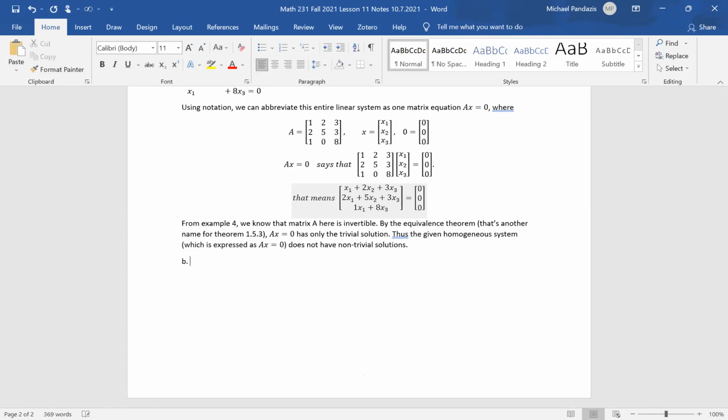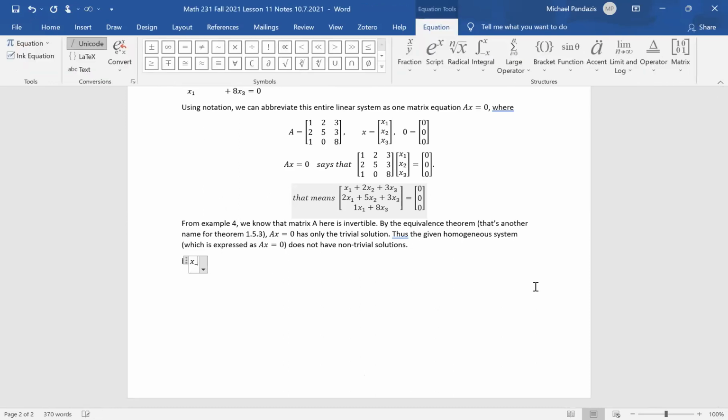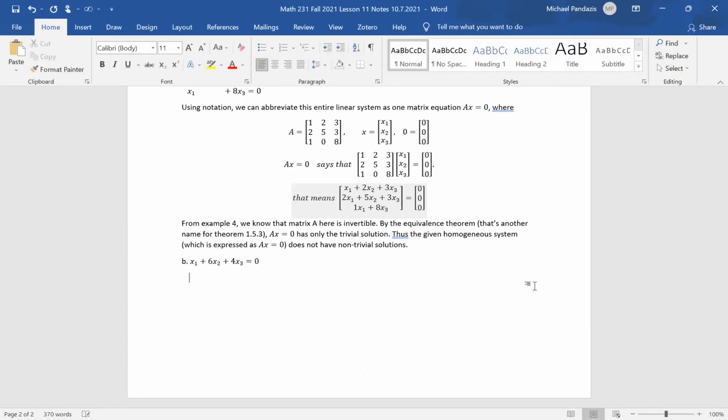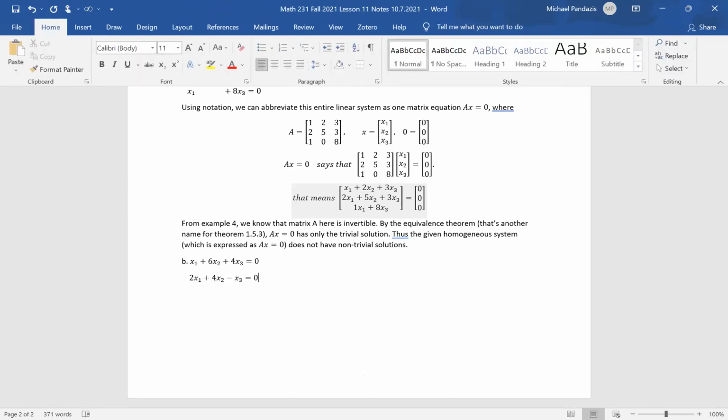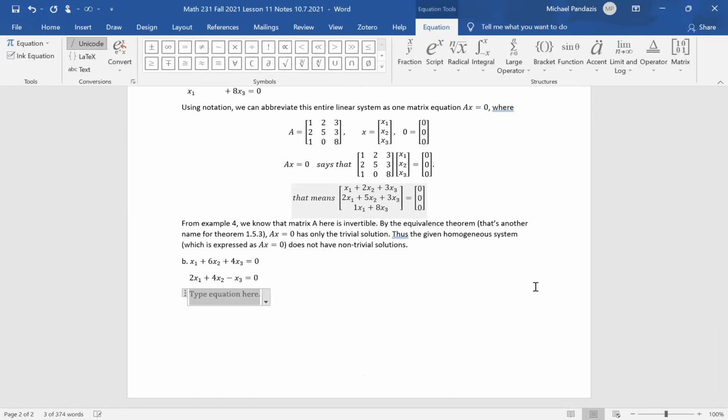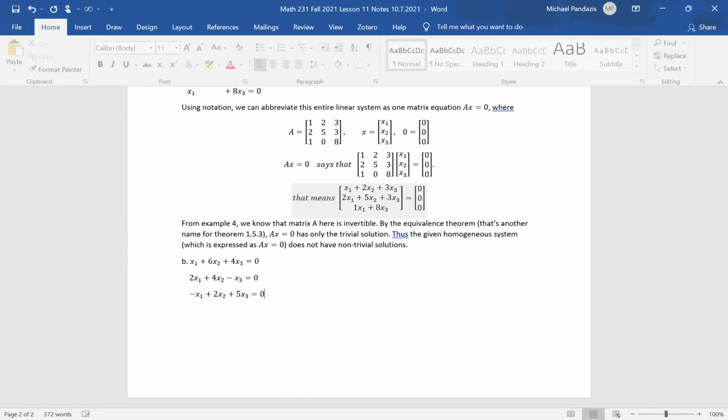So part B of the same problem, we look at another linear system. This one's x1 plus 6x2 plus 4x3 is equal to 0. The next equation is 2x1 plus 4x2 minus x3 is equal to 0. And the third equation is negative x1 plus 2x2 plus 5x3 is equal to 0.